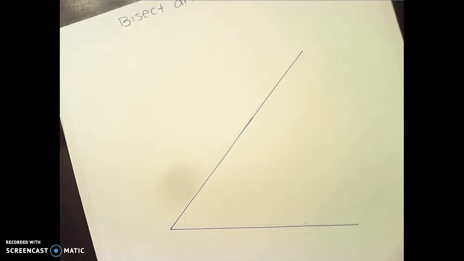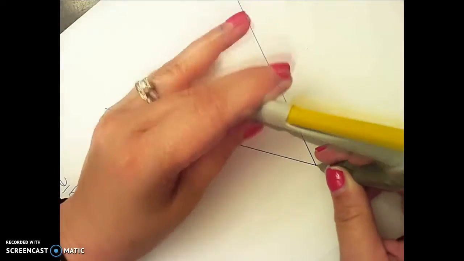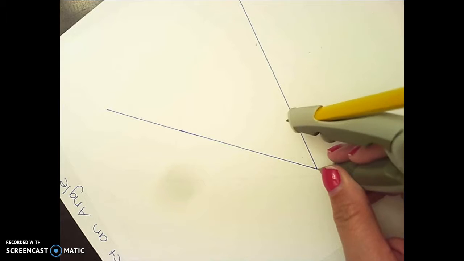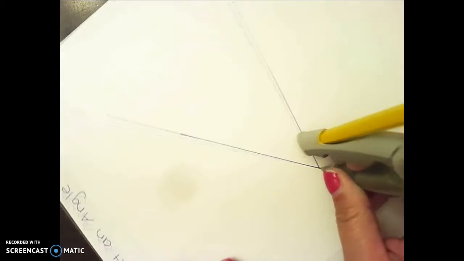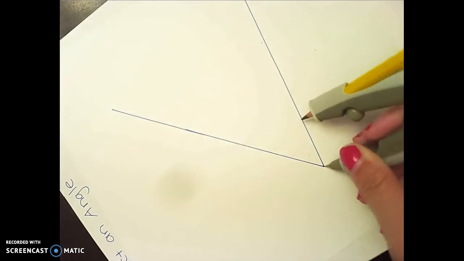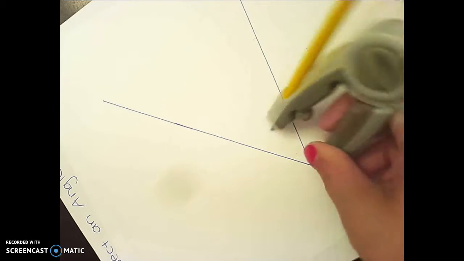So our first step is, I'm going to turn this around because I'm right-handed, but the first step is that we are going to draw an arc that intersects both sides of our angle. And you don't want your compass setting to be too short or too large, but somewhere kind of in the middle. So I'm going to go ahead and draw that arc that intersects both sides of my angle.